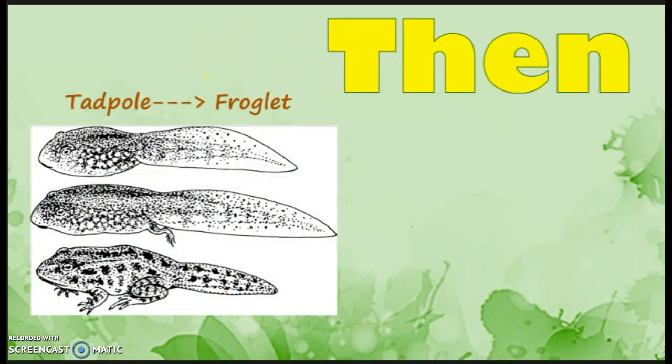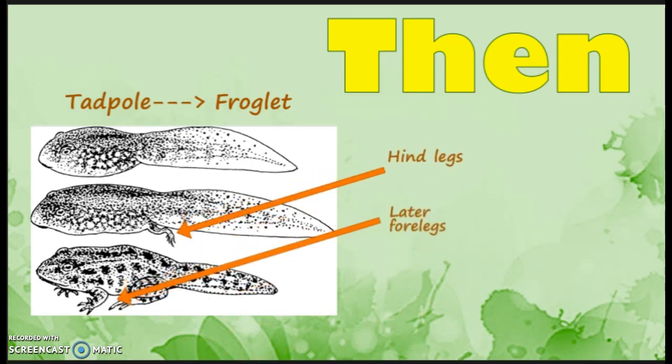Then our tadpole starts to transform into what we call a froglet. First developing hind legs, and later forelegs. It looks more like a frog, and the tail starts to shorten as well.